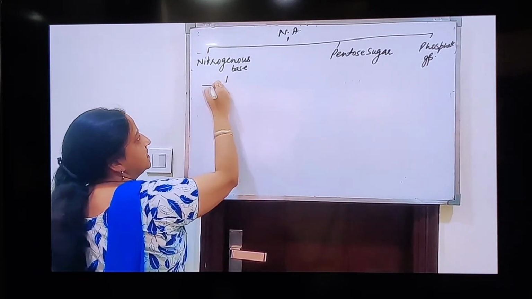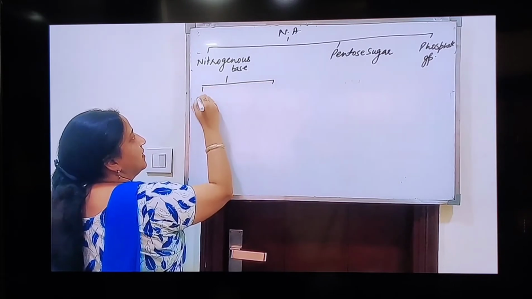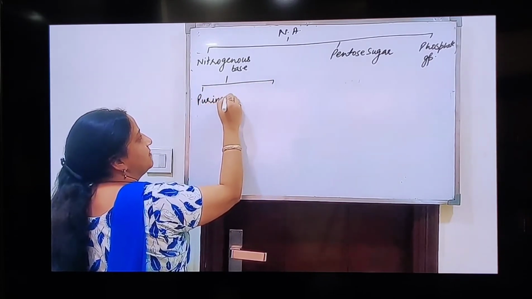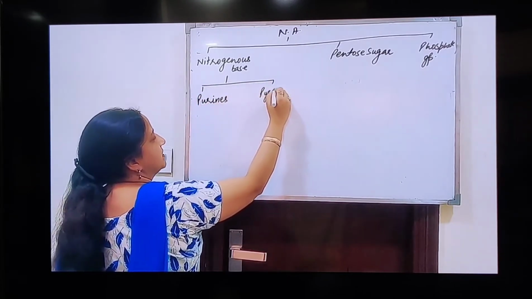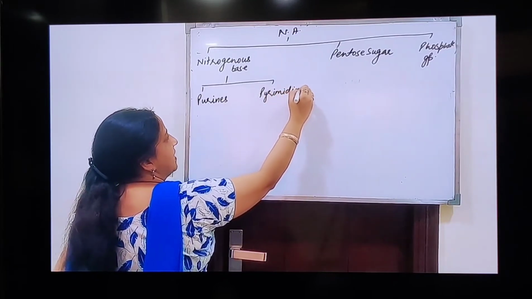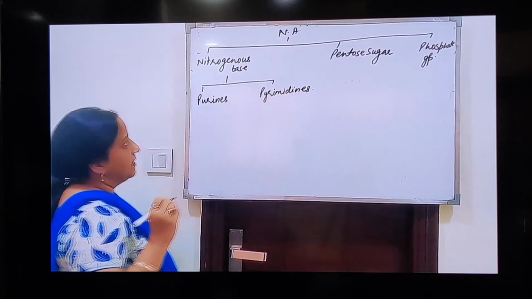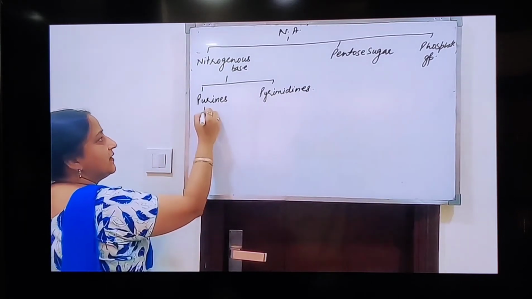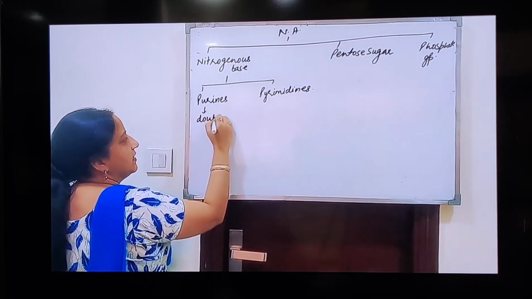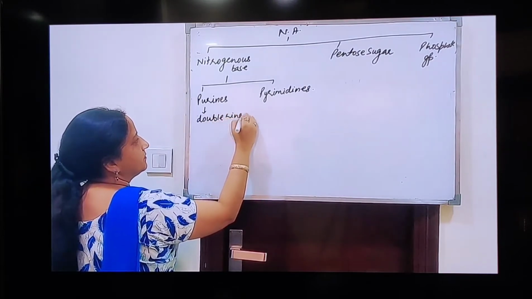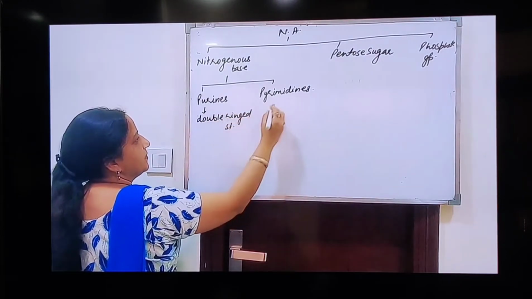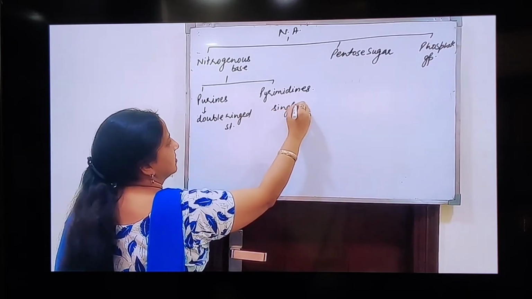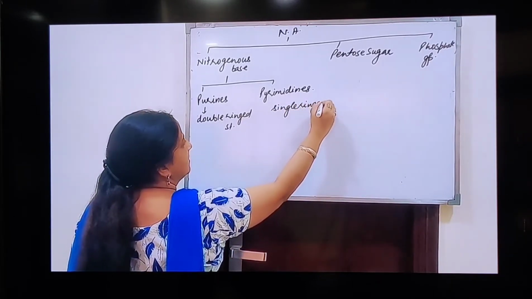This nitrogenous base is of two types, purines and pyrimidines. Purine is a double ring structure, whereas pyrimidine is a single ring structure.